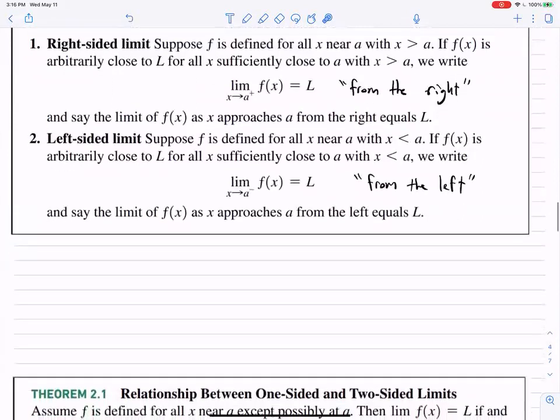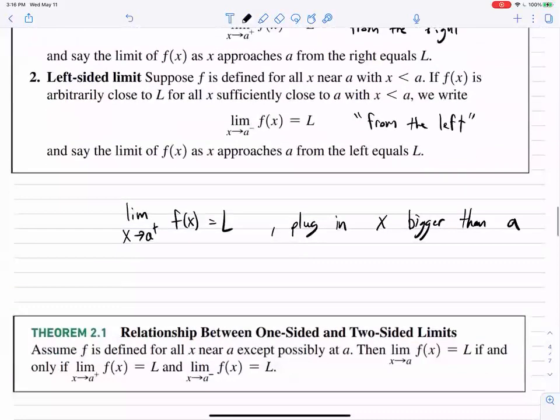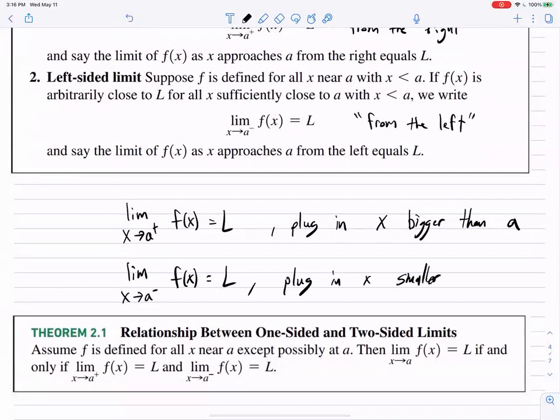So that's the definition. The idea is that when we write the limit as x approaches a from the right of f of x equals L, this means plug in x bigger than a. For the limit as x approaches a from the left of f of x, if that equals L, then that's plug in x smaller than a.